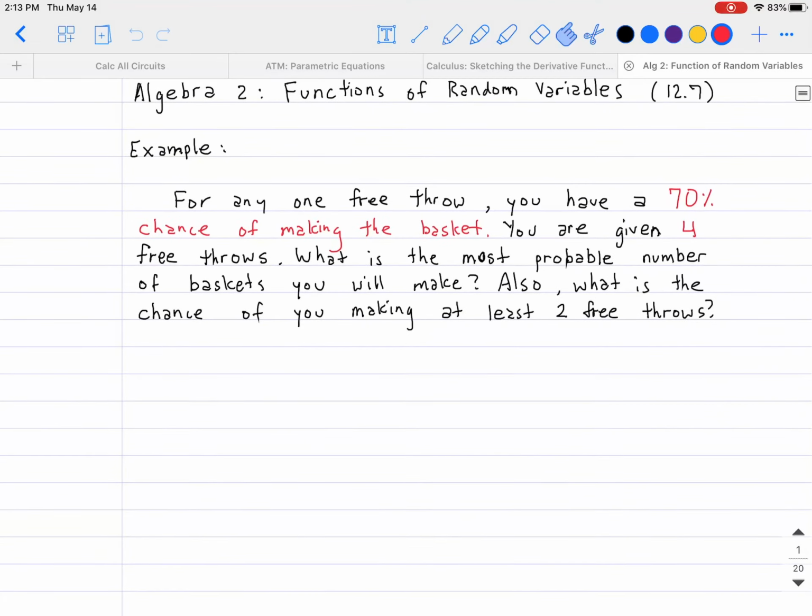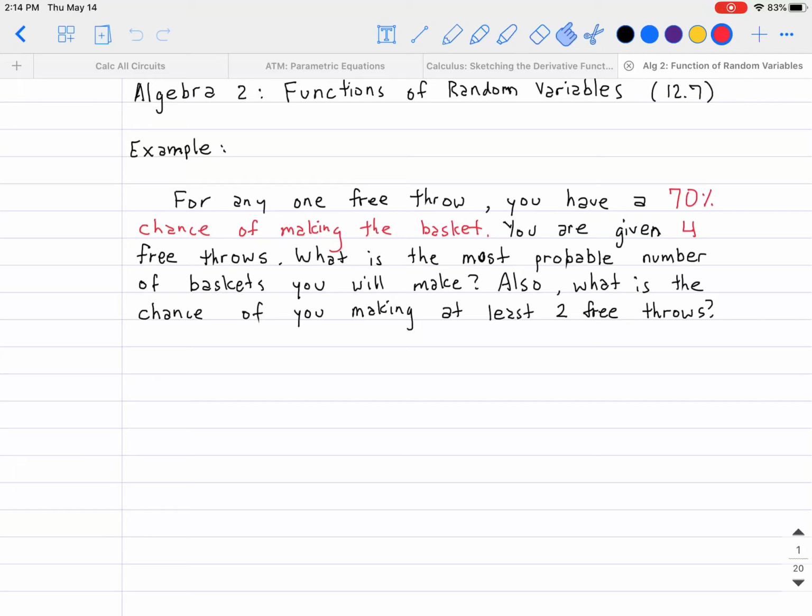For any one free throw, you have a 70% chance of making the basket. You are given 4 free throws. What is the most probable number of baskets you will make? Also, what is the chance of you making at least 2 free throws?